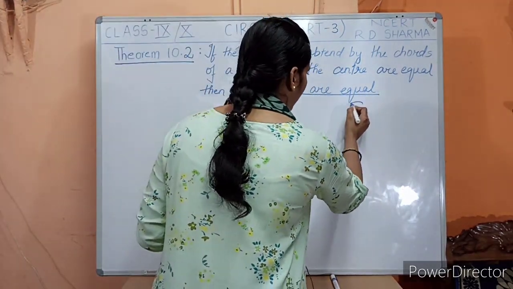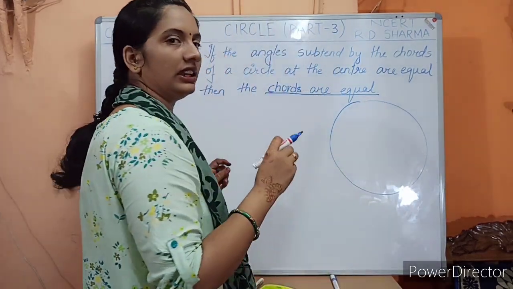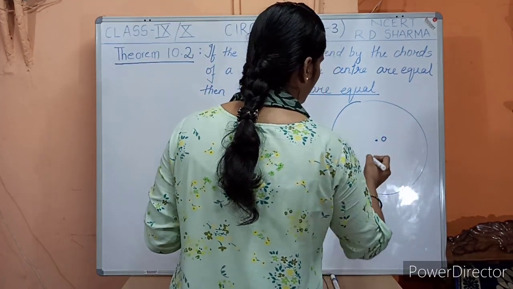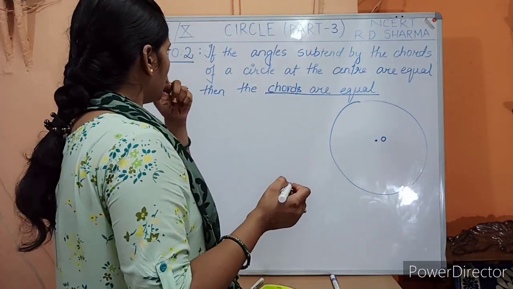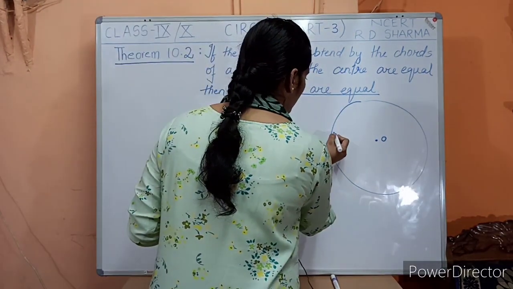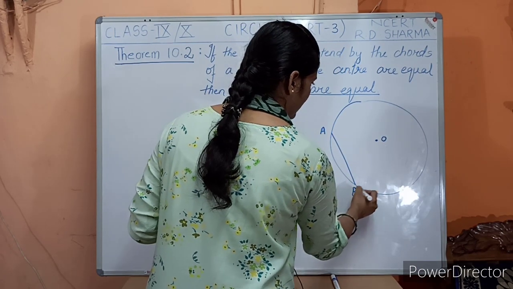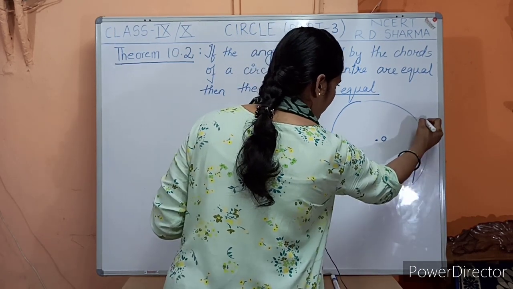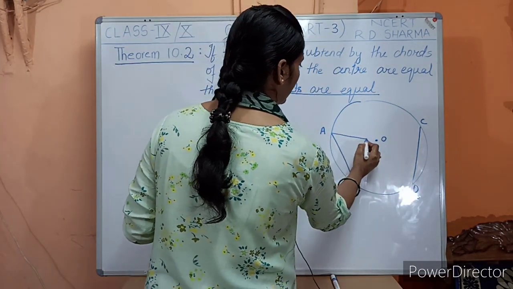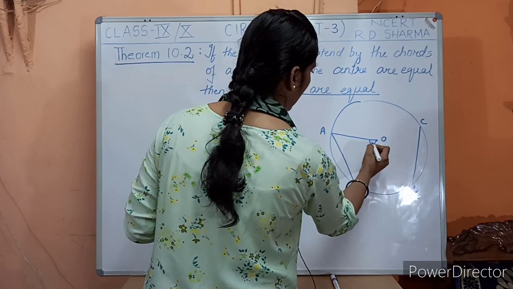So let us draw the figure for it. You know that in geometry, for each and every sum we need a figure, right? So figures are the most important thing in geometry. So children, here as you can see, we need to draw two chords. Let us label them as AB and CD. Okay. Now we will join them with the radii so that we get the subtended angle.